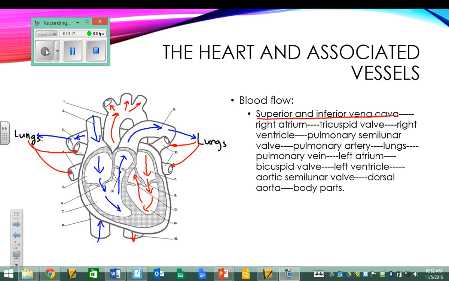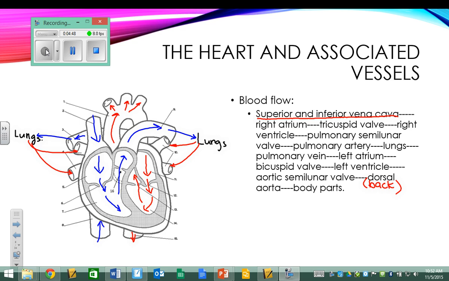The word dorsal is a position word. Dorsal means on the back. The word ventral is the word that means on the front. Really, we're talking about, is it closer to your stomach or closer to your back? But it goes to the aorta, which is kind of at the back, and then it branches off from there and goes to your body parts.